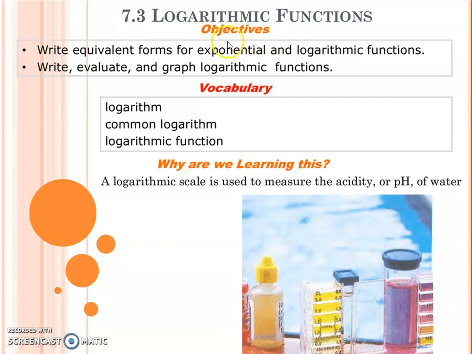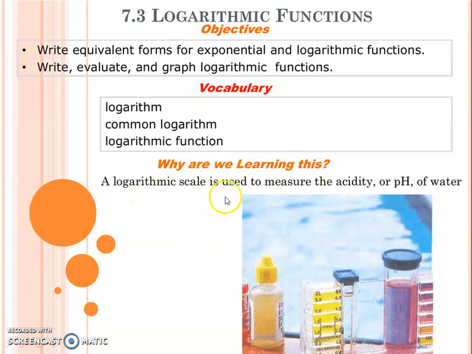I explain the objectives. Write equivalent forms for exponential and logarithmic functions. Write, evaluate and graph logarithmic functions. Vocabulary: logarithm, common logarithm, logarithmic function. Why are we learning this?